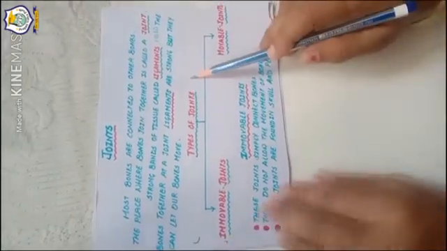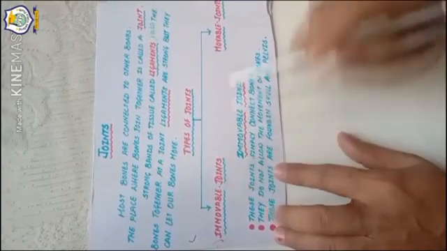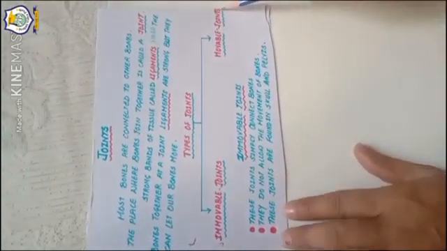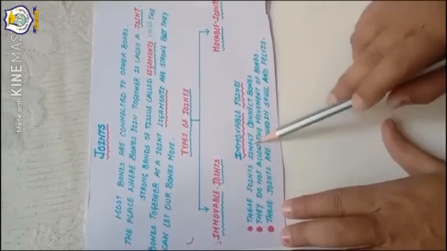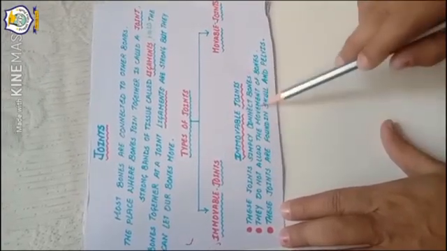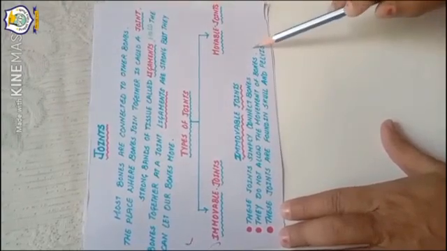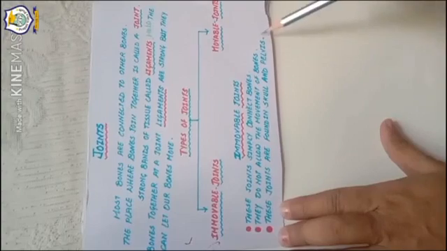Types of joints. There are 2 types of joints: immovable joints and movable joints. Immovable joints. These joints simply connect bones. They do not allow the movement of bones. These joints are found in skull and pelvis.